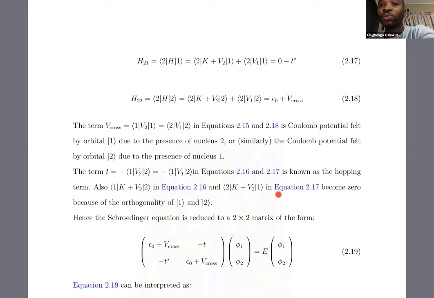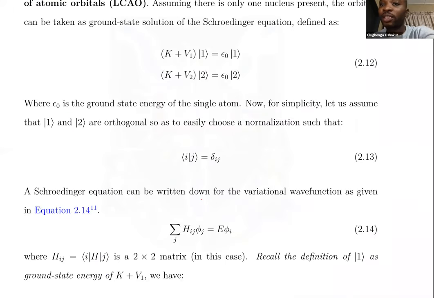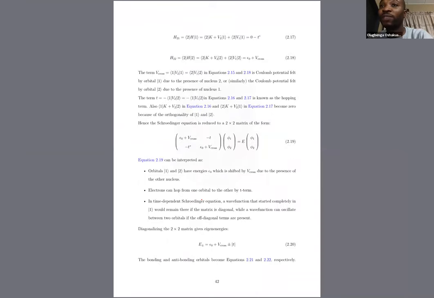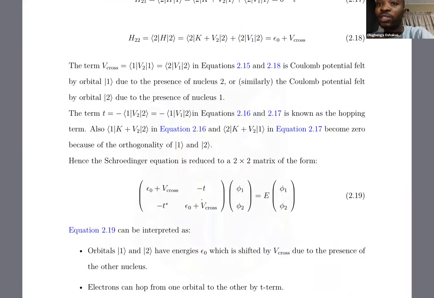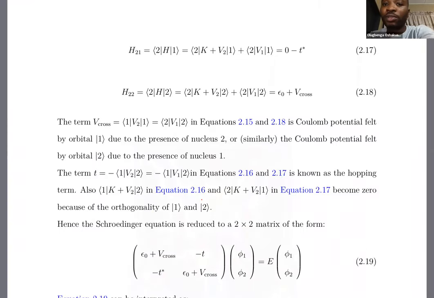ket two will be zero due to orthogonality. And what is that saying? There was one condition that I skipped earlier, equation 13. In equation 13, it says that it's a condition of orthogonality. That is, if I and J are the same, you should get one. And if they are not the same, you should have zero. So the orthogonality term is applied in this expression, and it will make this to be zero, because this is two and this is one, we should have zero.